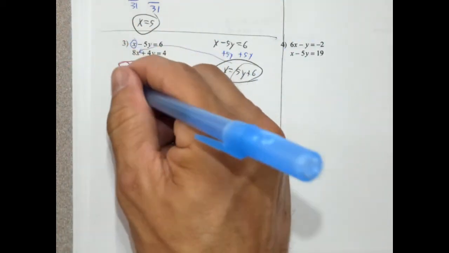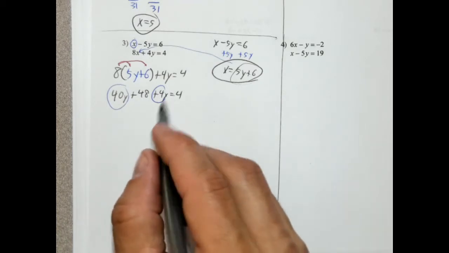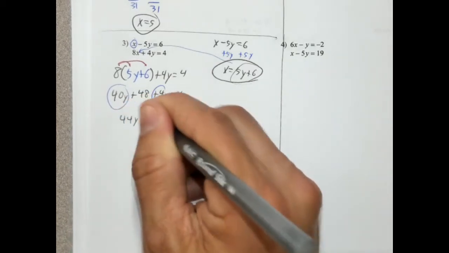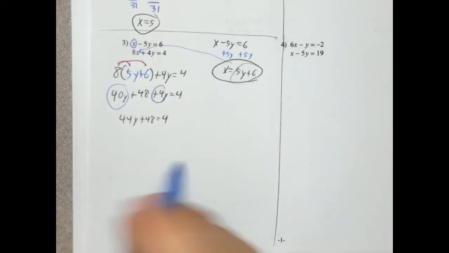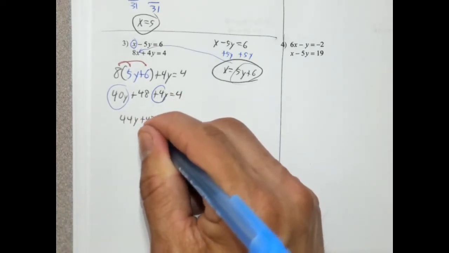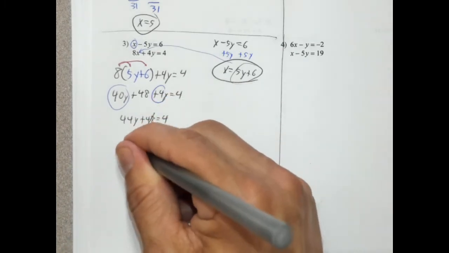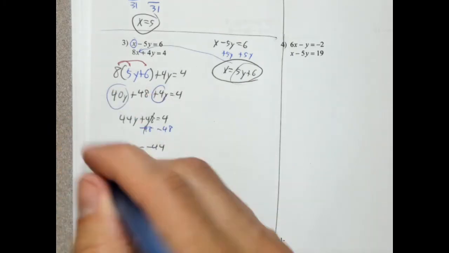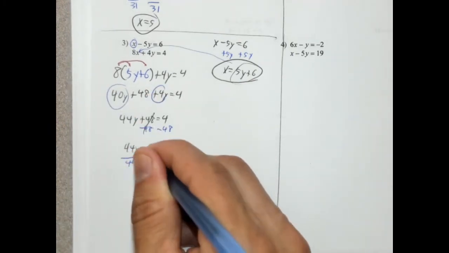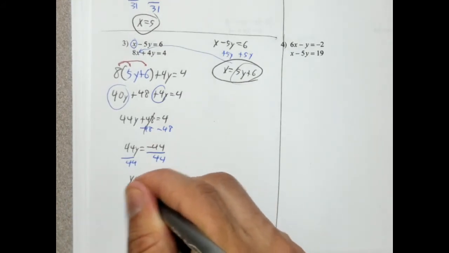Let's combine our like terms. So we have 40y plus 4y is 44y, plus 48 equals 4. Let's get rid of our constants. We're going to subtract 48 from both sides. That cancels out. We have 44y equals negative 44. Divide by our coefficient, which is 44. Okay, so y equals negative 1.